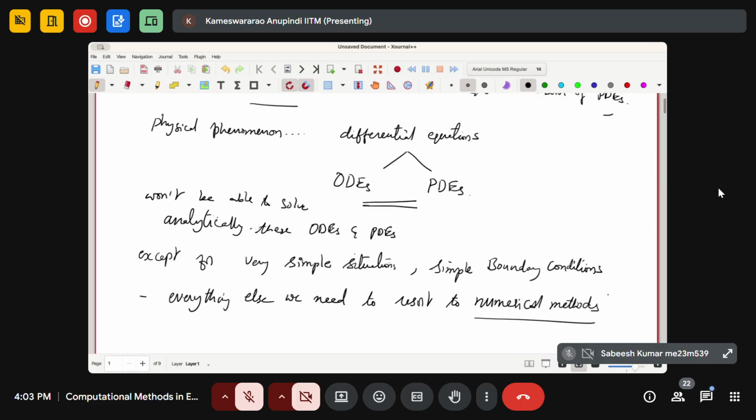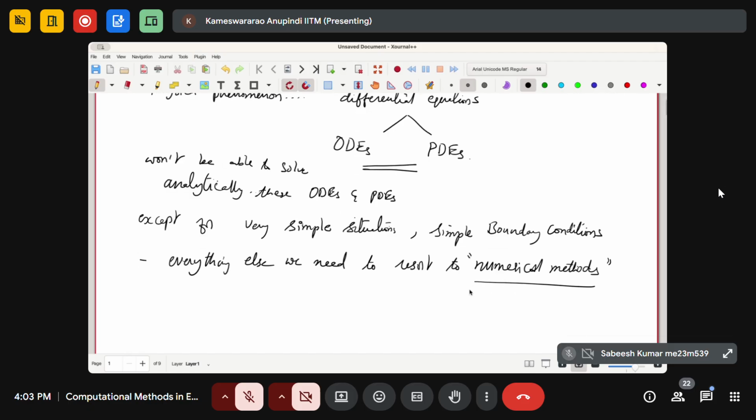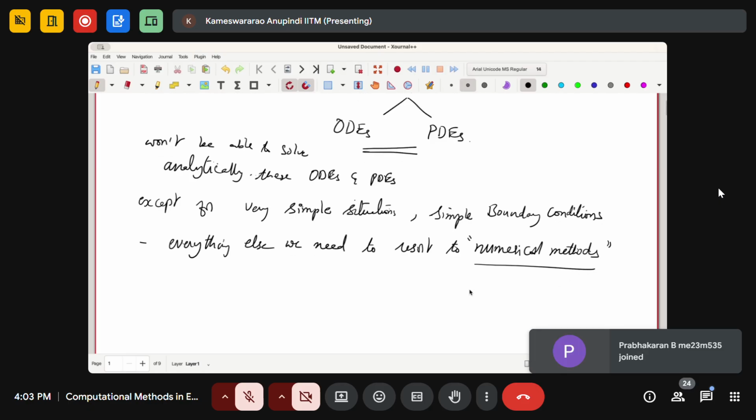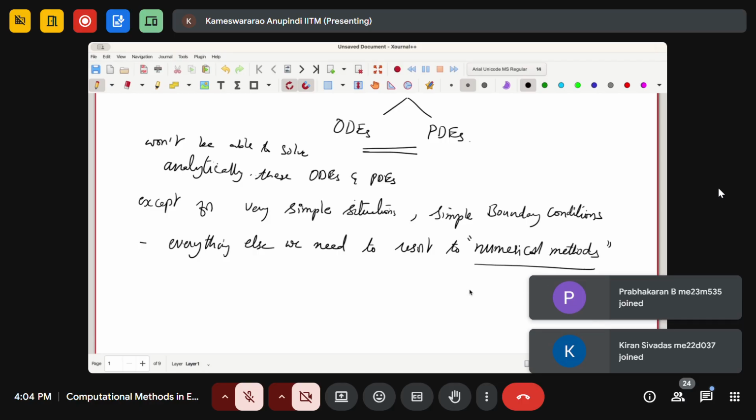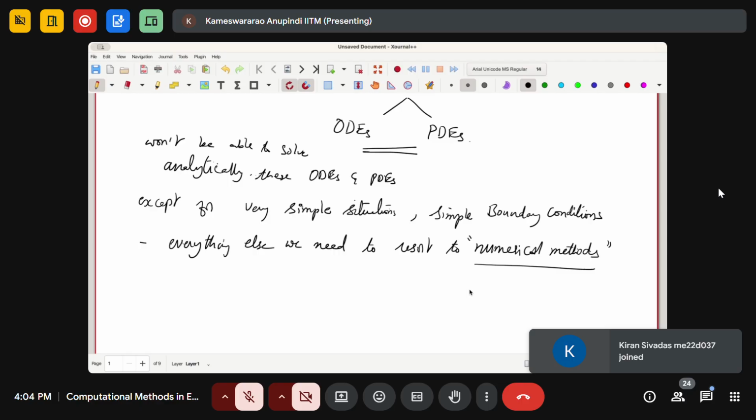I think that explains why we have so many simulation software around, like ANSYS or OpenFOAM or any of the structural solvers, Abaqus, and so on, because these are all solving your governing partial differential equations and ODEs using some numerical methods, right? You're only getting a numerical solution, not an analytical solution.